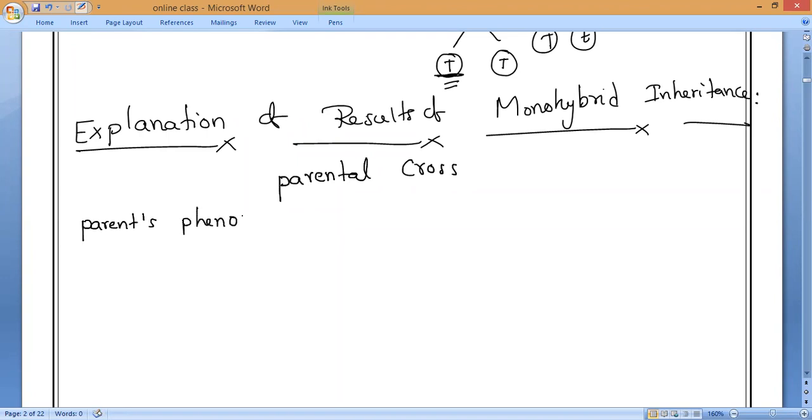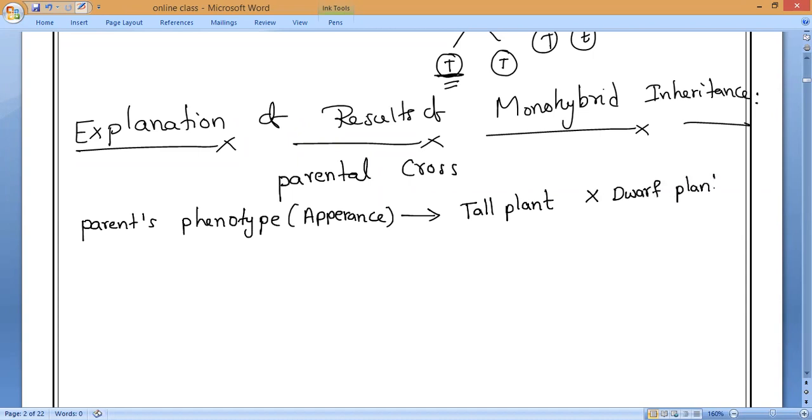So first of all, parent phenotype. What is the phenotype of parents? Anybody tell me? He has taken a pure breed. What is their appearance? Phenotype means appearance. Please remember a single line: phenotype means appearance. So what is the appearance of parents, guys? All of you. Tall plant. Another one is what? Everybody. Dwarf plant. So that is what he has taken. They are the pure breed. That is how to remember.